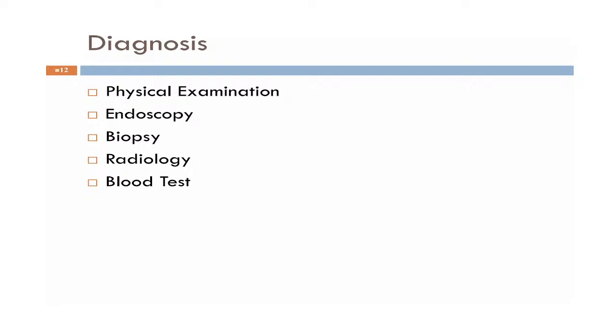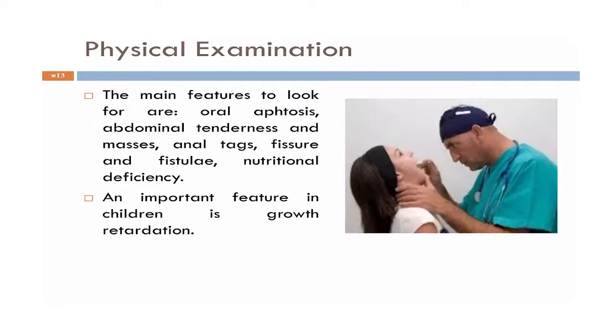The diagnosis is established by physical examination, endoscopic biopsies, radiological tests and blood tests. Now, in physical examination, the main features are oral aphthae, abdominal tenderness, masses, anal tags, fissures, fistulae, and nutritional deficiencies. An important feature in children is growth retardation.